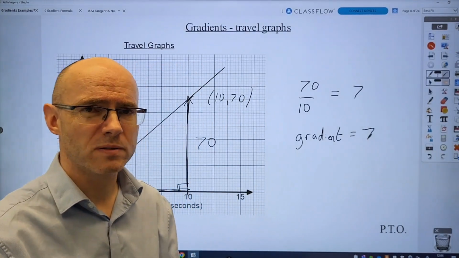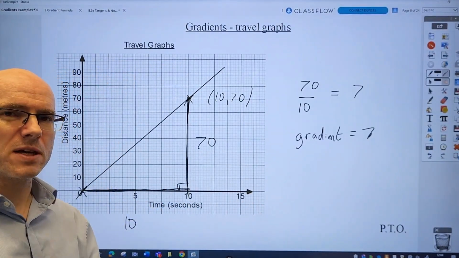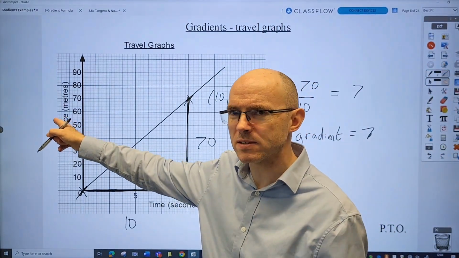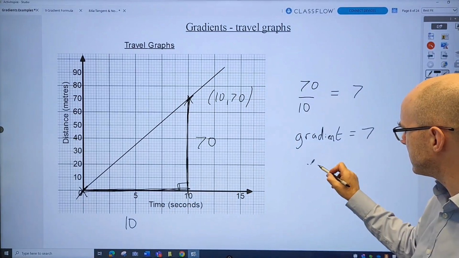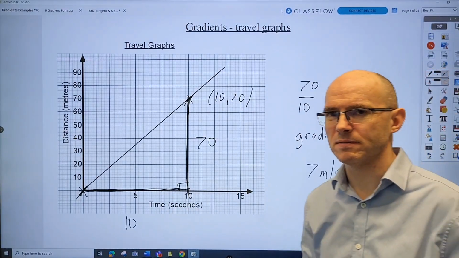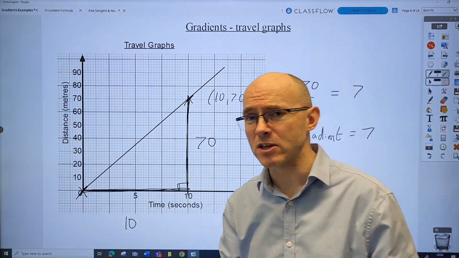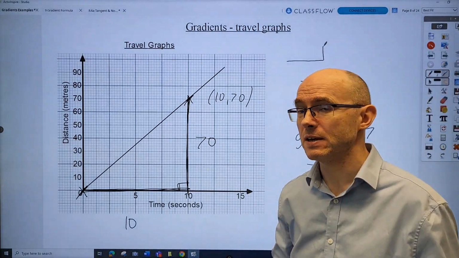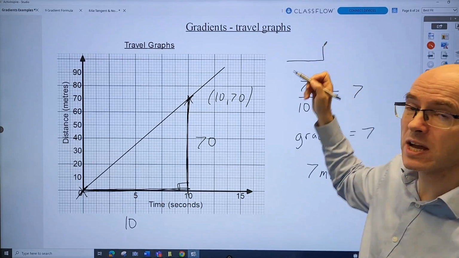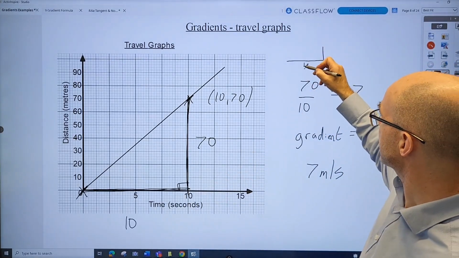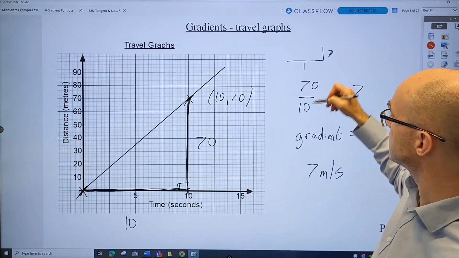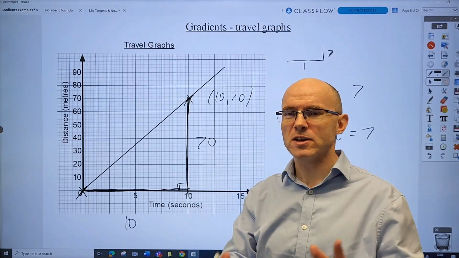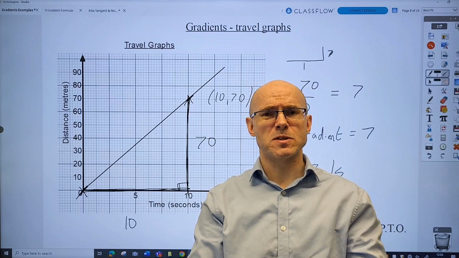Who can interpret that for me? What's the interpretation? Give you a few seconds to think about it. Consider the units. We're travelling in metres over a time of seconds. That gradient is 7 metres per second. That's why it's important that you get the idea that the gradient is about how you're moving horizontally and then vertically. For every unit you move horizontally, you move vertically. Essentially what that means is for every 1 second you're moving 7 metres. Okay? 7 metres per second. That's a speed, isn't it? It's a speed. So the gradient on this distance time graph allows us to work out the speed.